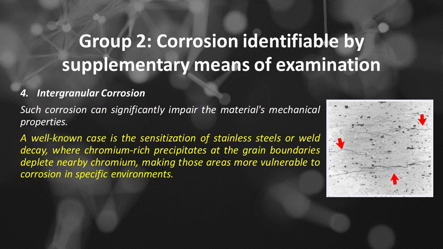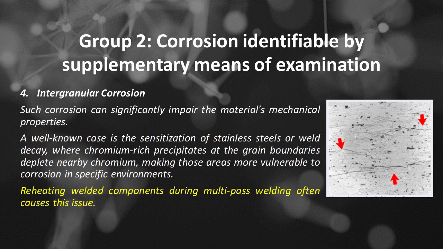A well-known case is the sensitization of stainless steels or weld decay, where chromium-rich precipitates at the grain boundaries deplete nearby chromium, making those areas more vulnerable to corrosion in specific environments. Reheating welded components during multipass welding often causes this issue.